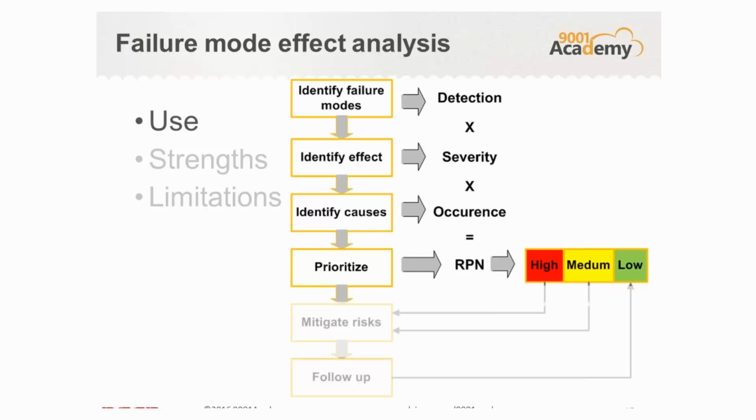So once you define the priority of the risks or the failure modes, you will need to take actions to mitigate the risks. And once the actions are carried out, there should be a follow-up to ensure that the actions were effective, and it can be done by reassessing the whole system with FMEA.